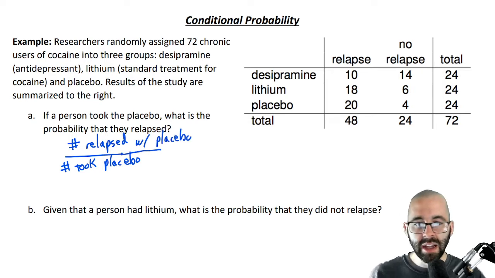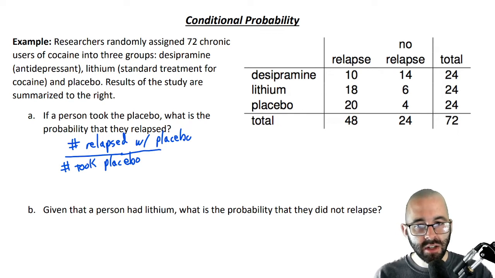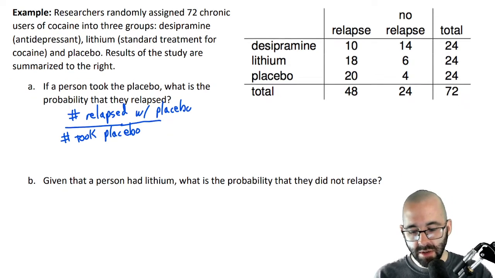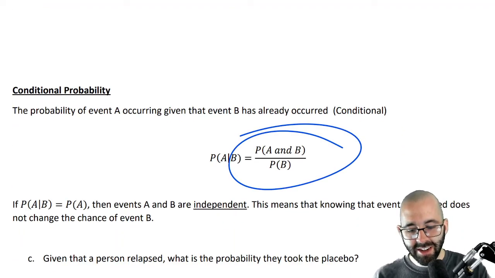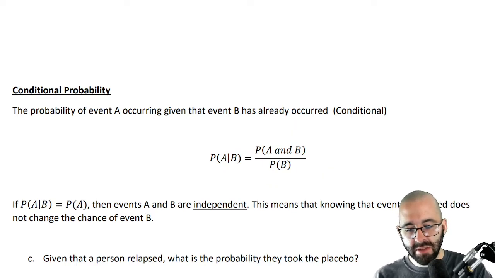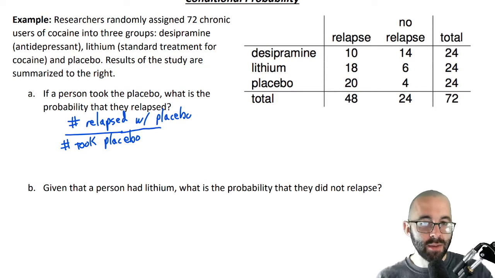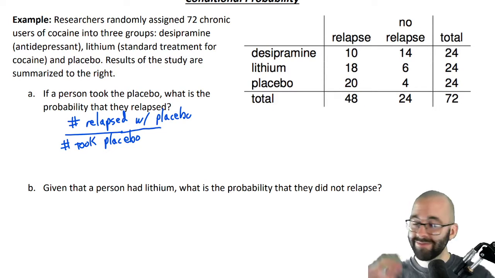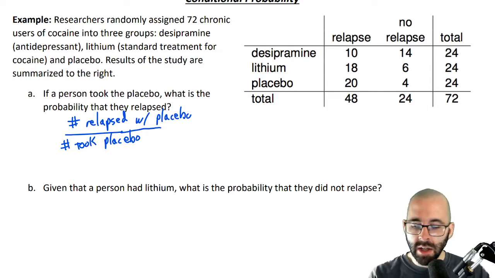And this fraction right here is exactly the definition for conditional probability. I'll spoil it. It's right there. Probability of both divided by probability of the assumption. That's what we just did right here. Relapse with placebo, that's both, divided by how many took the placebo. But you can look at this a couple different ways.